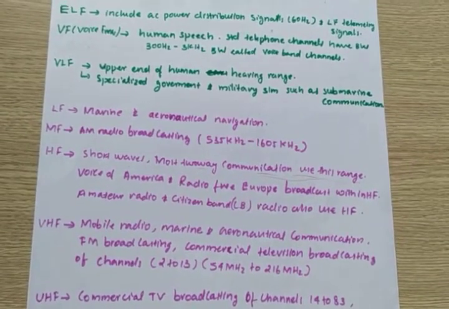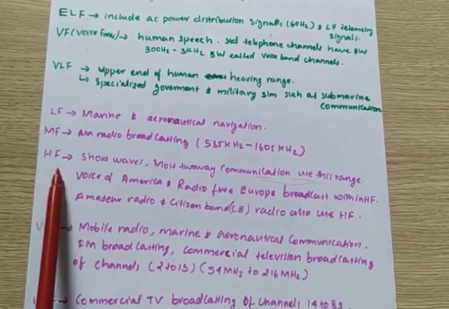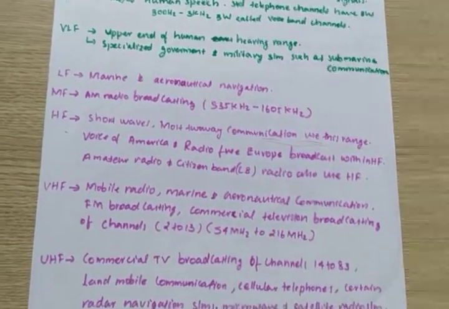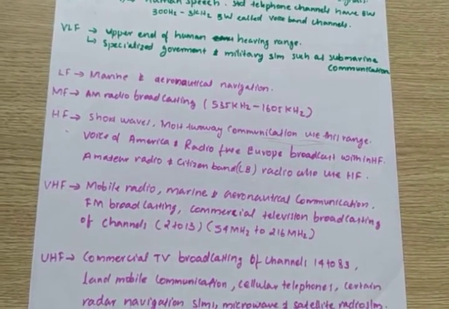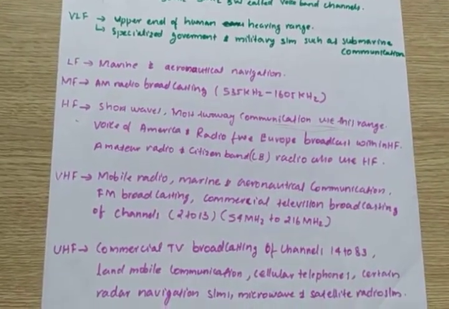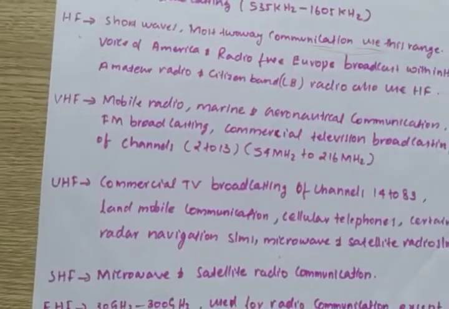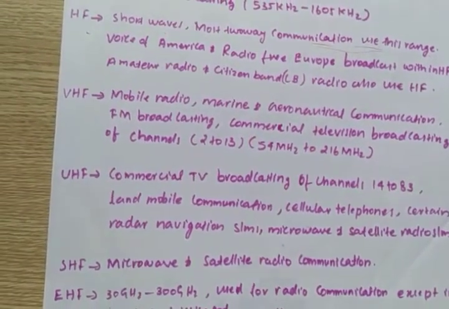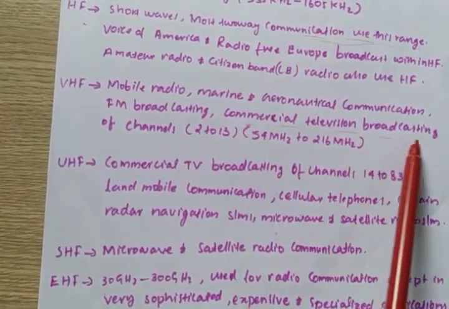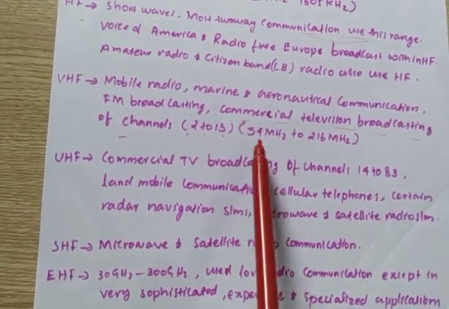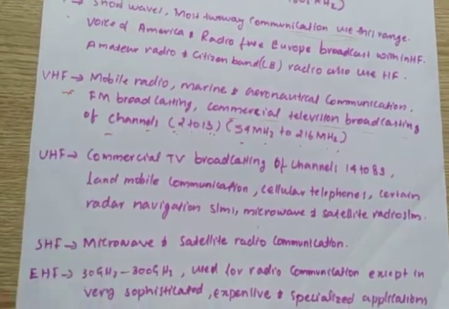Voice of America and Radio Free Europe broadcasting in high frequency, all those applications use this high frequency. Amateur radio and citizens band, these are things in America that use high frequency. Then VHF. The applications of VHF are mobile radio, marine and aeronautical communication, FM broadcasting, and commercial television broadcasting of channels 2 to 13. 54 MHz to 216 MHz, channels 2 to 13, commercial television broadcasting, we use VHF.